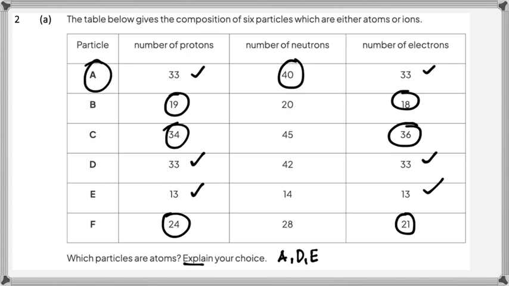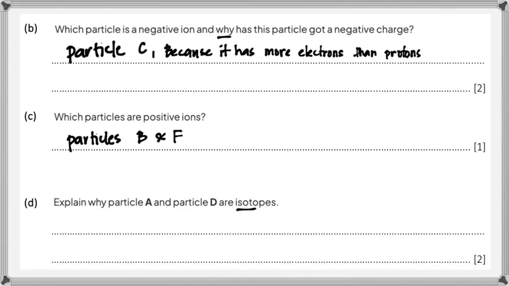And same with particle D, they have different neutrons. Particle D has the same number of protons and electrons, but the number of neutrons is 42. We have A and D only for this question. So they are isotopes. That's why they are isotopes.